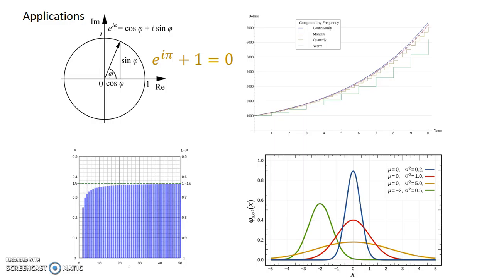So it has a lot of applications in complex numbers, which has applications in electrical engineering and other things. It has a lot of applications in finance, but also biology and geology and ecology, and in probability, which has wide applications.